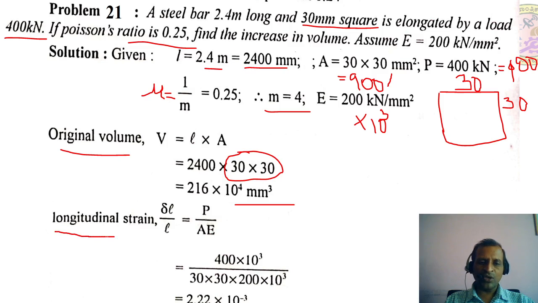So find out the longitudinal strain. Delta L by L is equal to P by AE. So delta L is PL by AE. Now you are calculating longitudinal strain. So delta L by L, P by AE. So that is equal to 400 into 10 to the power of 3 divided by, this is again 900, this is area, and E value is 200 into 10 to the power of 3. So now you will get 2.22 into 10 to the power of minus 3 is the longitudinal strain. Longitudinal strain means it is epsilon L, longitudinal strain now, right?